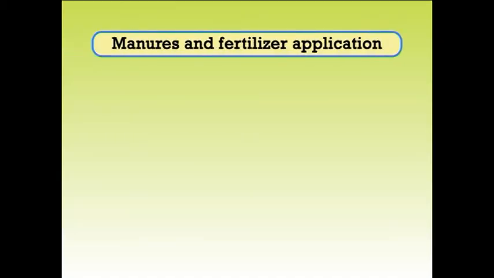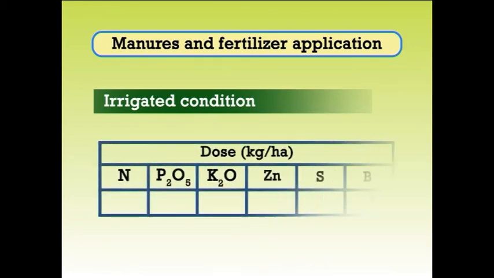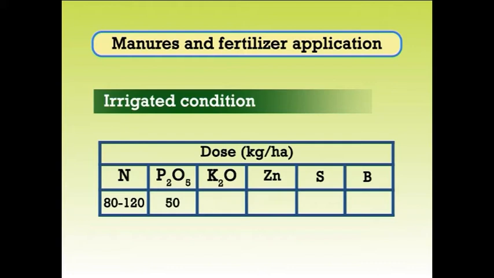Let's have a look at the manures and fertilizer applications suitable for this crop. Under irrigated condition, the dose of nitrogen is 80 to 120 kg per hectare. For phosphorus, it is 50 kg per hectare. For potash, it is 20 kg per hectare. For zinc, 25, sulfur, 30 to 40, boron, 2 kg per hectare.